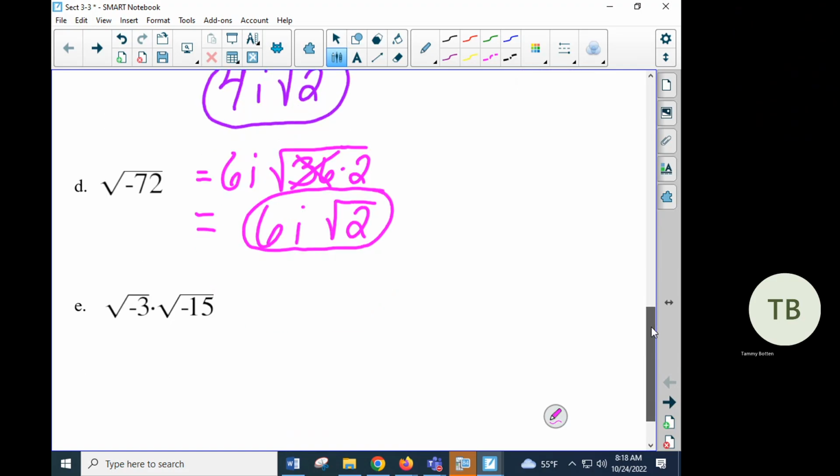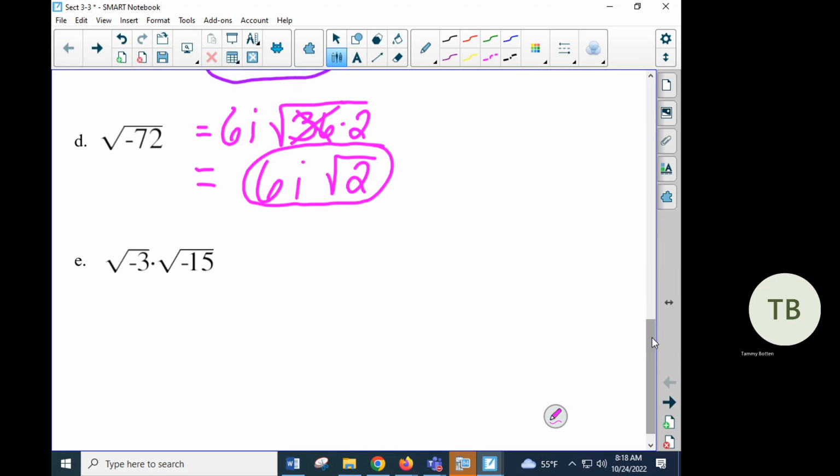Now, when I go to do E, first of all, I have a negative root 3. So that would be i times root 3. Then I have the square root of negative 15. So that would be i times root 15.